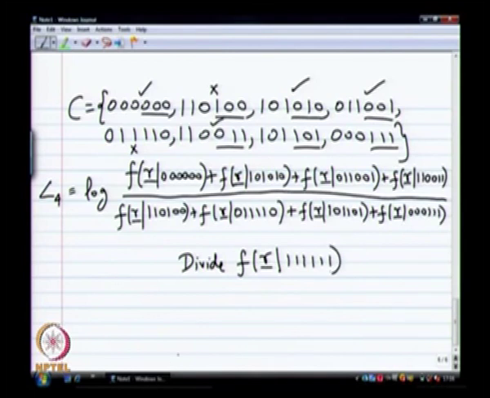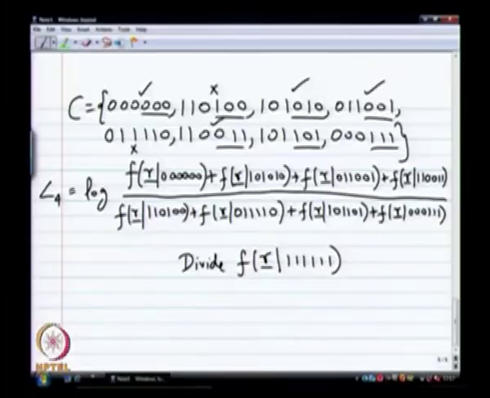I know all of you are going to object that this is not a code word. I know this is not a code word, but this is some expression, and I can definitely divide the numerator and denominator by this expression. Nothing stops me from doing that. So divide each term by this expression.